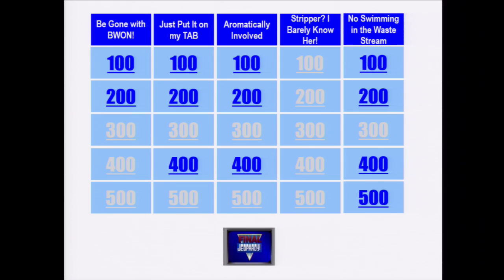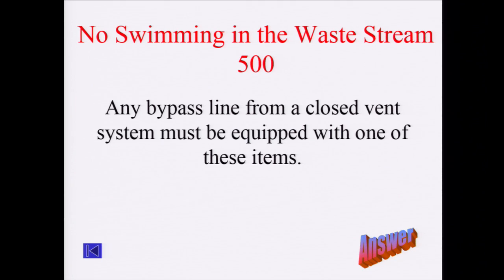Let's do the last 500. No swimming for waste. 500. Any bypass line from a closed vent system must be equipped with one of these items.